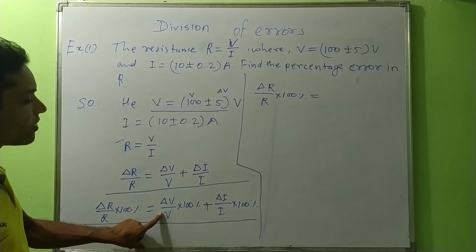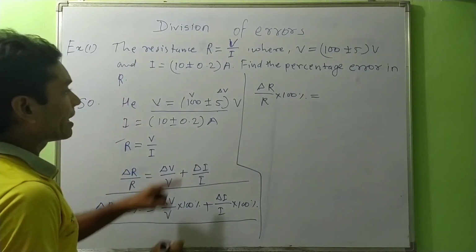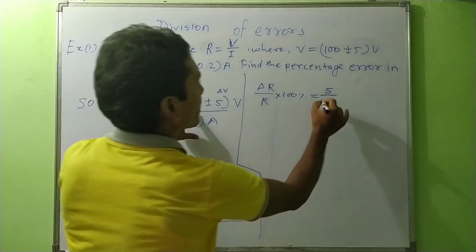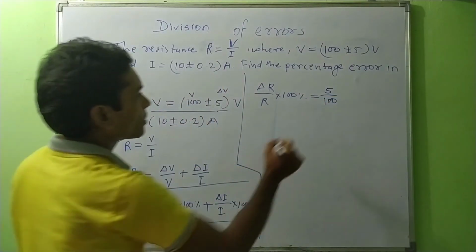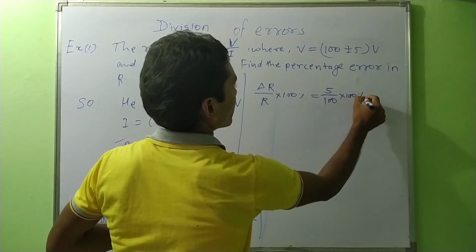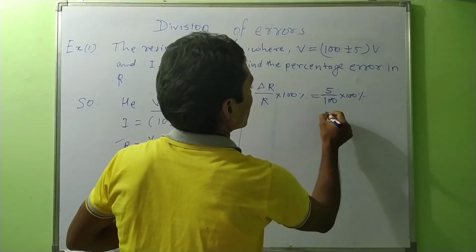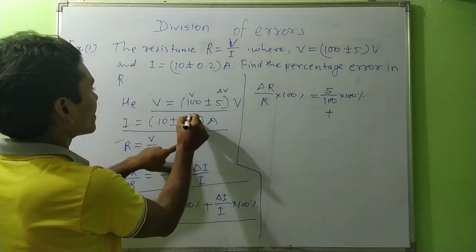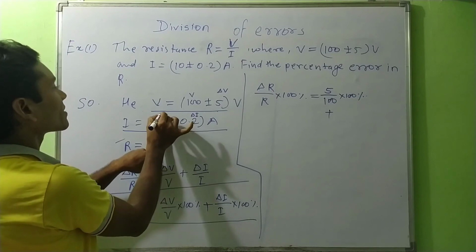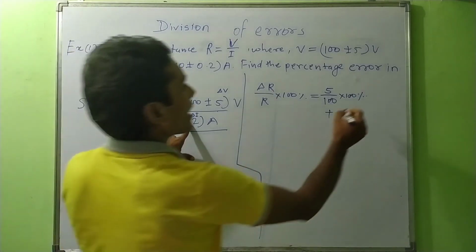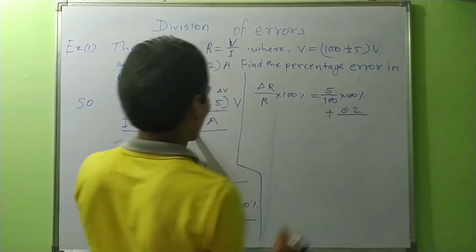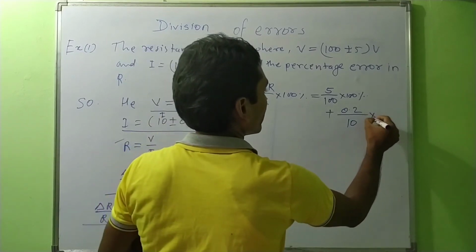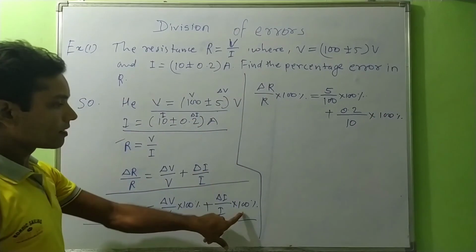So on putting the values in this equation, the value of ΔV is 5 and the value of V is 100, into 100%, plus here ΔI. This is the value of current. Here this is the value of ΔI and this is the value of I. So ΔI is 0.2 upon I, the value of I is 10, into 100%.